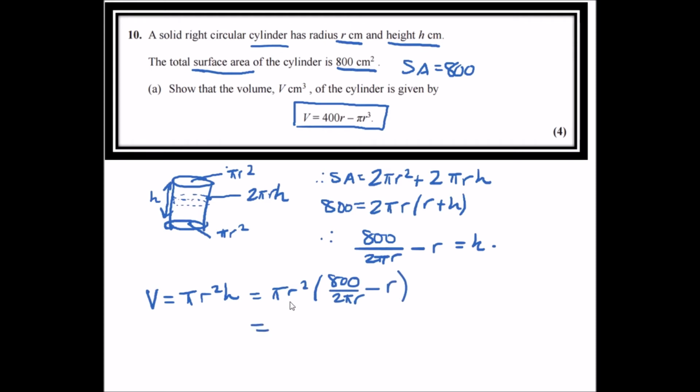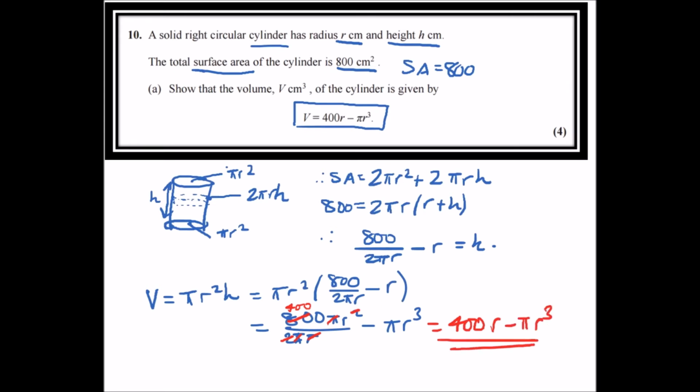So expanding this, what do we get? We're going to get 800 pi r squared over 2 pi r minus pi r cubed. And now we just cancel out. So we cancel the pi's out. Let me just change the color of the pen. The pi's go, one r goes, and we divide by 2 to get 400 here. Hence we should get 400 r minus pi r cubed. And that's it, guys. That's pretty much how you do this first part.